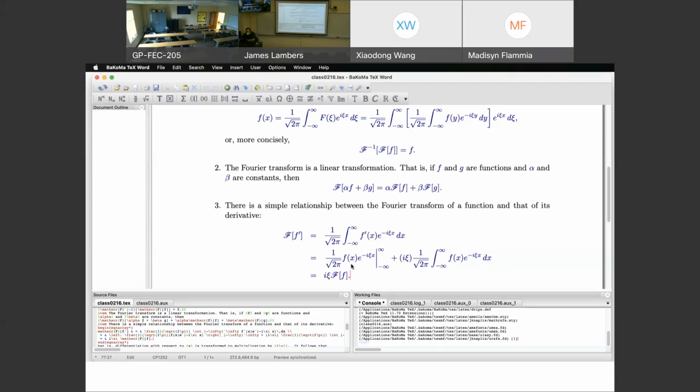It's because what you're doing is taking the limit of this part as x goes to plus or minus infinity. And we're assuming here that f is the kind of function that does go to 0 at both ends, because otherwise the Fourier transform of f cannot be taken.